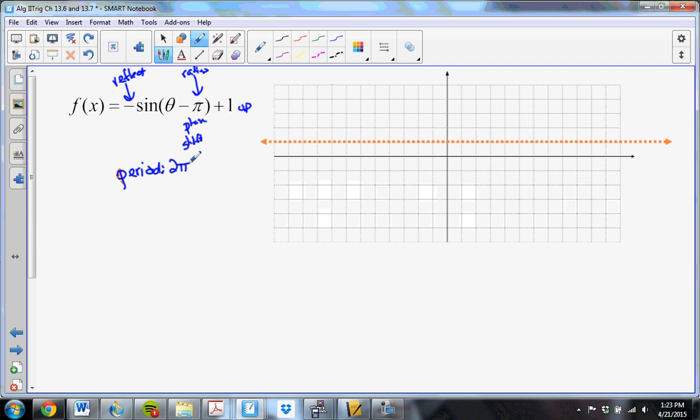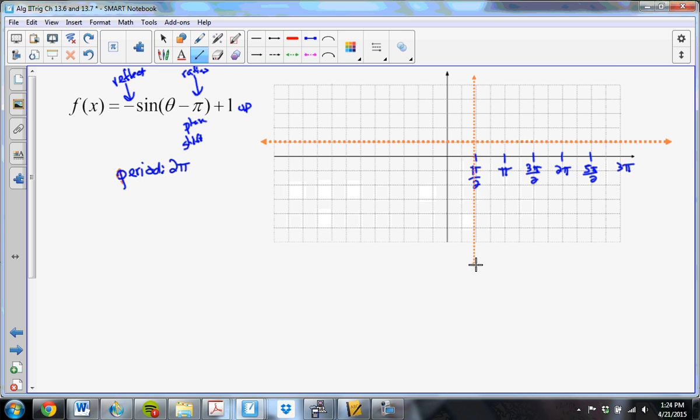So from my center, I'll count by pi over 2s. We usually count by pi over 2s. So I'll put pi right here. So this is pi over 2, this is 3 pi over 2, and this is 4 pi over 2, and this is 5 pi over 2, and this would be 6 pi over 2. So my graph is now going to be centered here at pi over 2, comma 1.